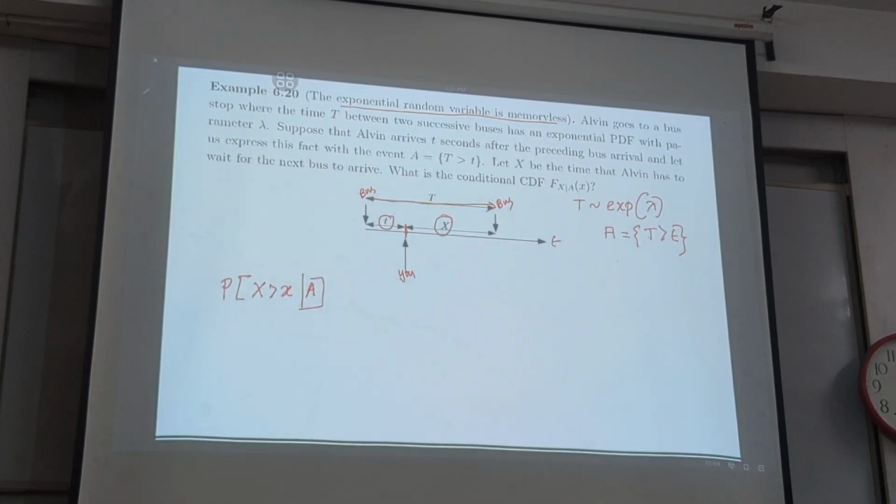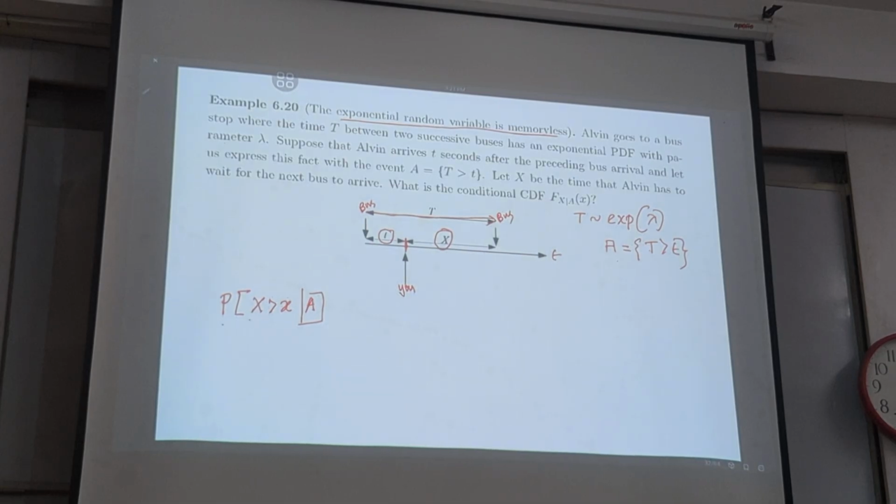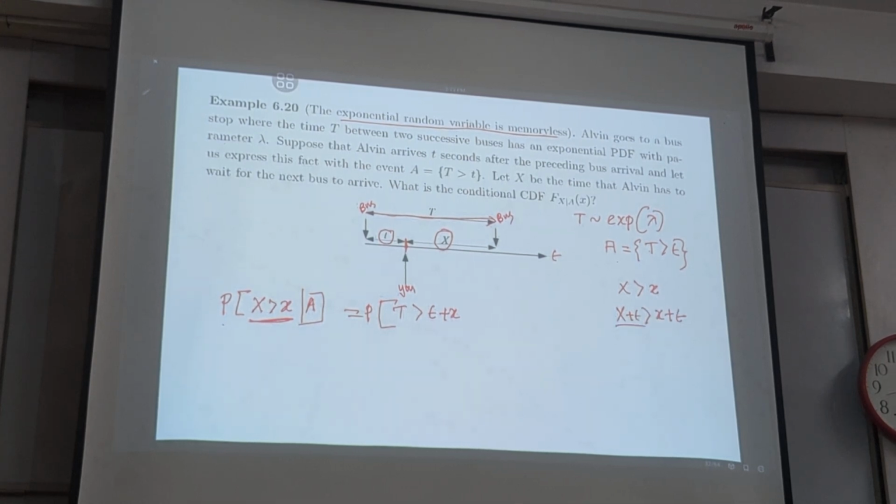Let us see it mathematically. So we want to know the probability that X is greater than x given A. Can I write X is greater than x and T is greater than t plus x? Can I write? Okay. X is greater than x, right? If I add t on both sides, can I write this? The x plus t is what?